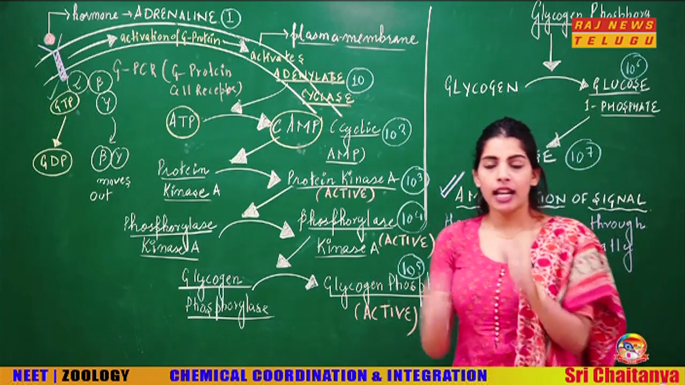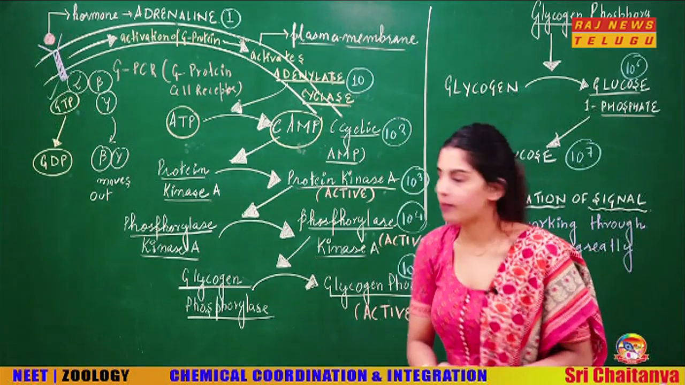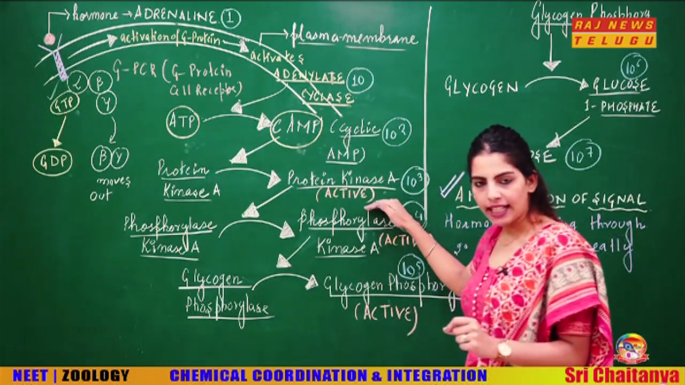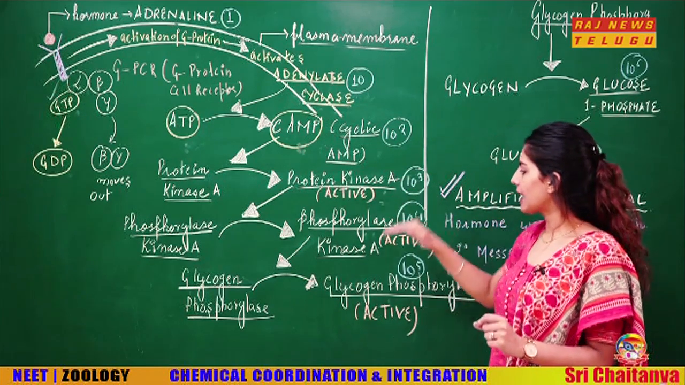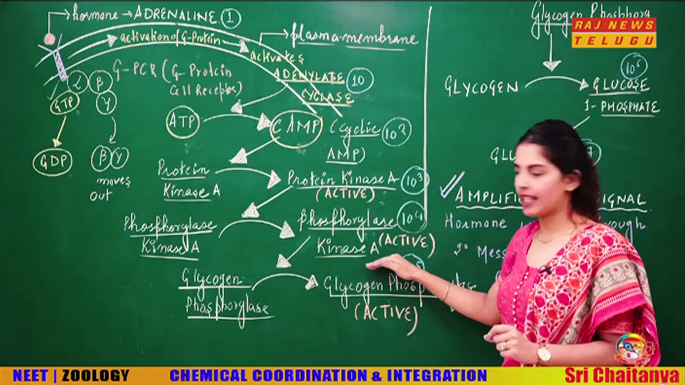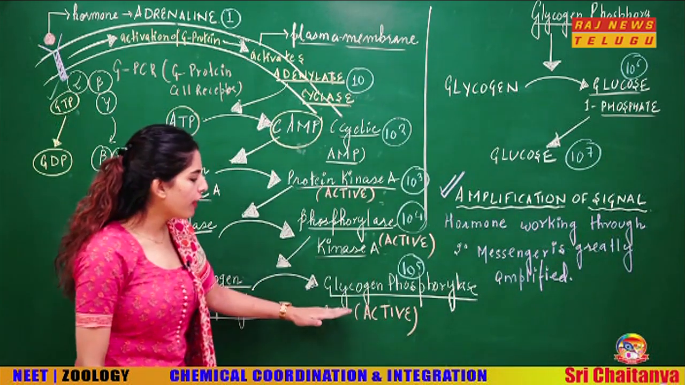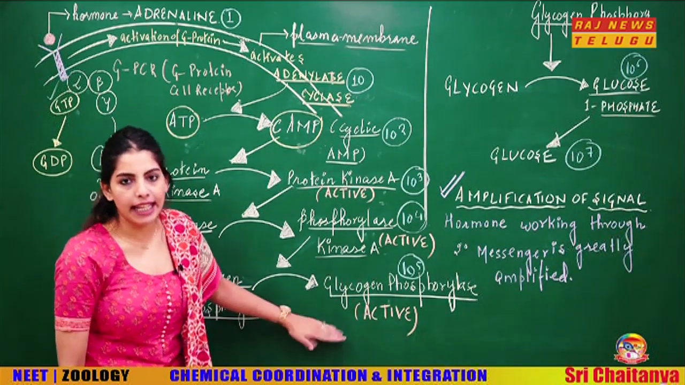Are you getting my point? One by one you are activating enzymes. Cyclic AMP, the secondary messenger, activates protein kinase A. Protein kinase A activates phosphorylase kinase. Phosphorylase kinase helps in the activation of glycogen phosphorylase.